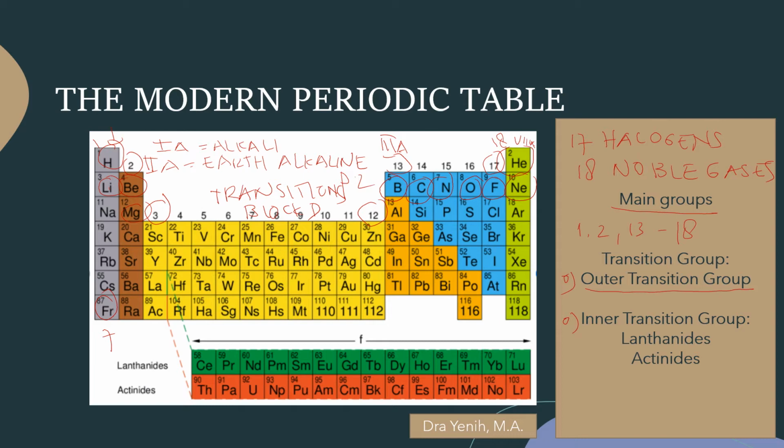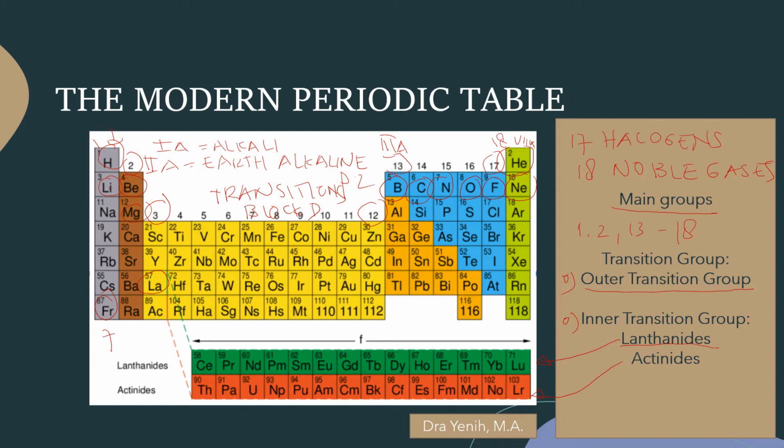The inner transition group has 2 series. The lanthanide series is the green line here, and the actinides are the orange. The position of the lanthanides, the green, is behind the lanthanum element here. Lanthanum, 57, that's the name of the element.